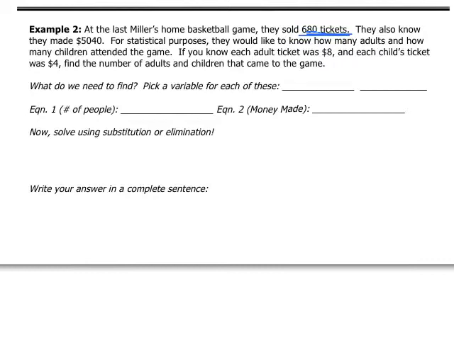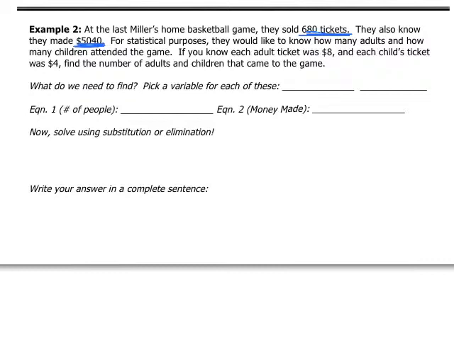They also made $5,040. So there are my two pieces of information, my two totals, if you will. A total number of tickets, 680, and a total amount of money, $5,040. Okay? So you can see right off the bat, we're talking numbers of tickets and total cost. You can figure that out from the very first two sentences.